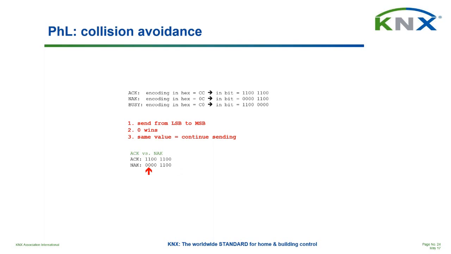This is logical, because it is important that the negative acknowledgement wins over the acknowledgement. The sender of the telegram needs to know whether there was at least one device that didn't receive it properly. So in that case, the negative acknowledgement is the winner. In case of busy, we can see that it also starts from the least significant bit to the most significant bit, so 0, 0, 0, 0, and then the decision will already be made on bit number 2, because we can see here already a difference in the telegram. That means also here the device with the busy reaction will win over the positive acknowledgement.